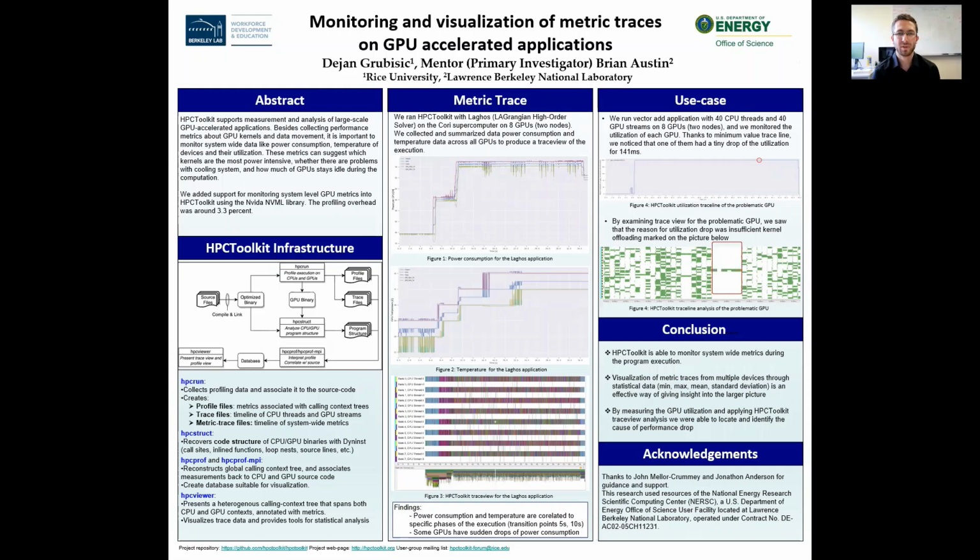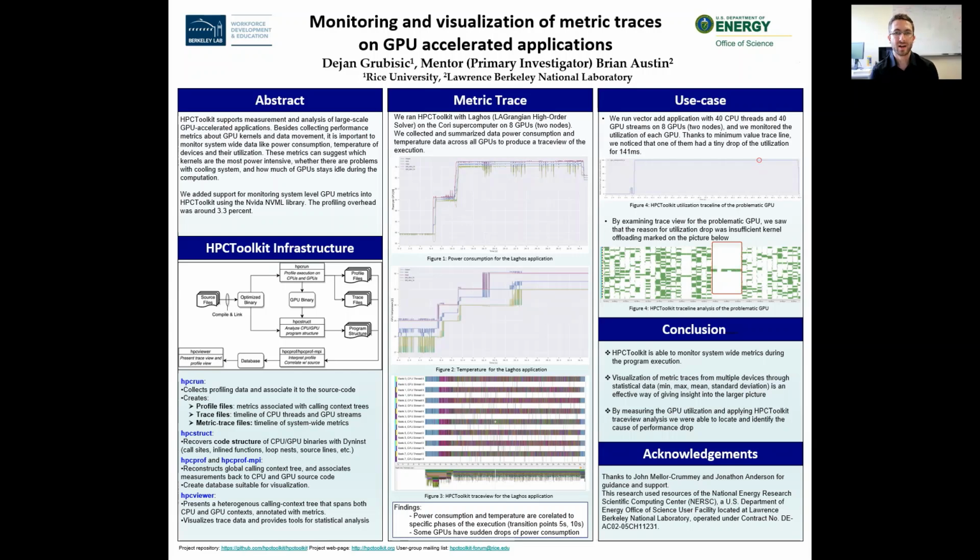So far, HPCToolkit was collecting profile and trace data from our application, which are basically how much time we spend in our CPU functions and GPU kernels, and trace data which helps us align them in a timed fashion. From now on, HPCToolkit supports monitoring system-wide information on GPUs like GPU power consumption, GPU temperature, and GPU utilization, and sets them up in a timed fashion as well. For this, we used the Nvidia NVML library, and our overhead is around 3.3%.